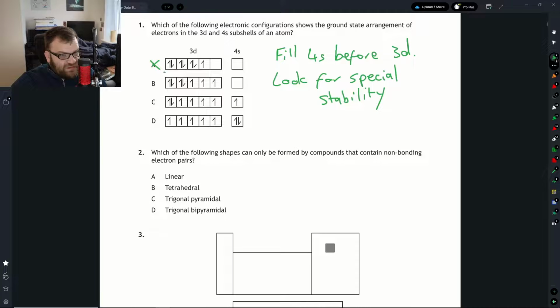A, we're filling degenerate orbitals before we've got a single electron in each of those orbitals, so that one's wrong. For B, we need to go to 4s before the 3d, so that one's not going to work. Again, C, we've not filled the 4s one first. That means D has to be correct. We'd fill the 4s and then we'd have 5 singly arranged electrons in the 3d.